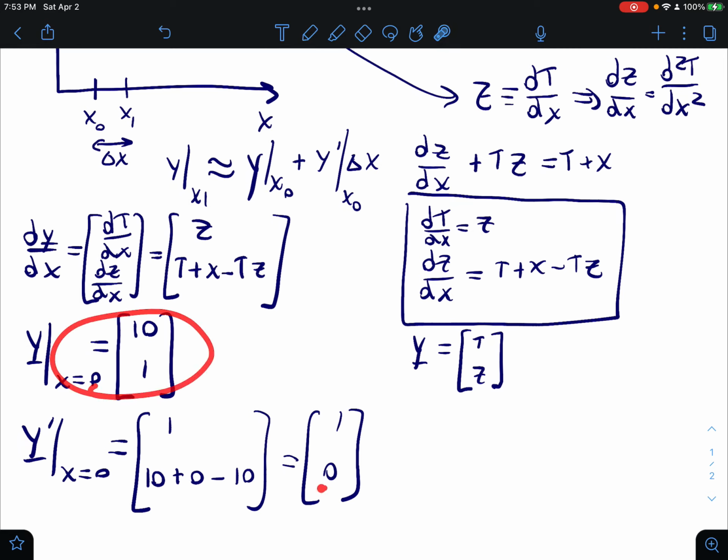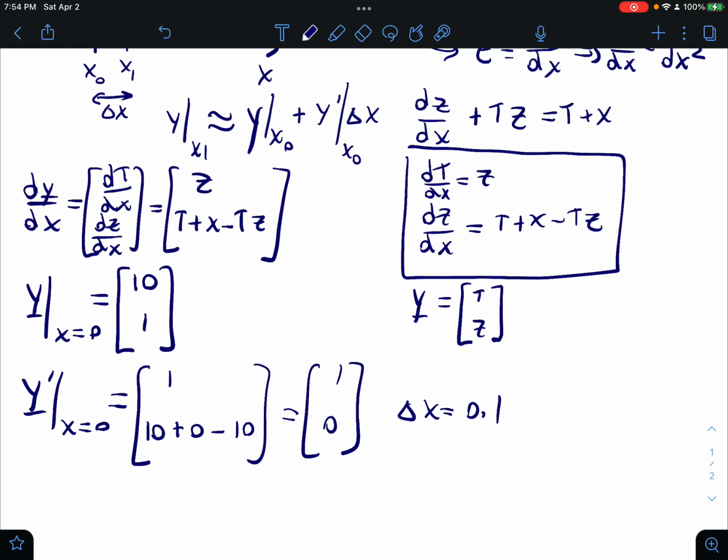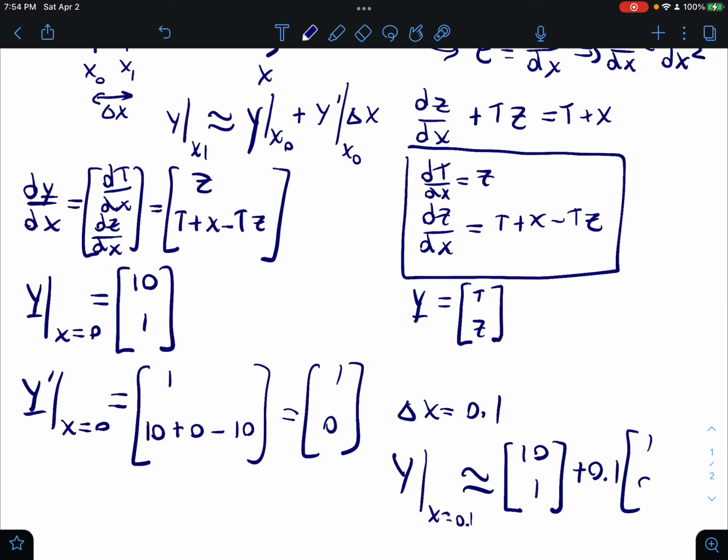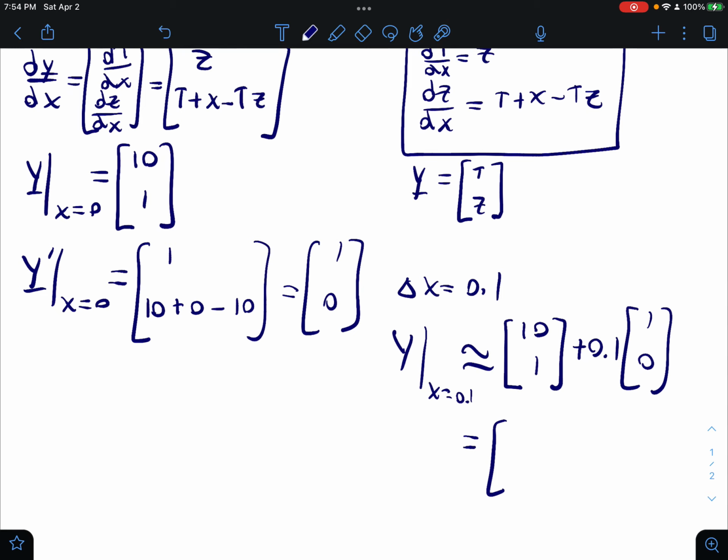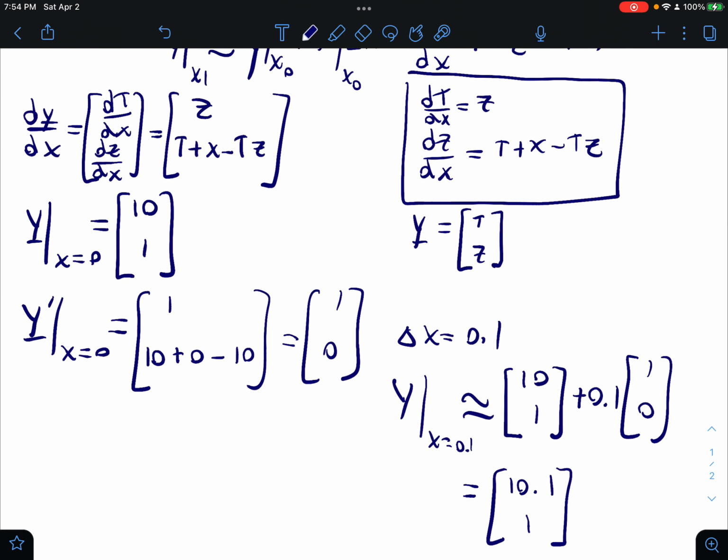Now notice that I have y and I have y prime. And so if we did one step of Euler's method, let's just say delta x equals 0.1, then we can say that y at x equals 0.1 is approximately equal to 10, 1 plus 0.1 times 1, 0. And that should equal 10.1 and 1. Assuming I did the math right, which is not a great assumption. So z is 1, and then t is 10 plus 0 minus 10 times 1. So yes, that does seem right.